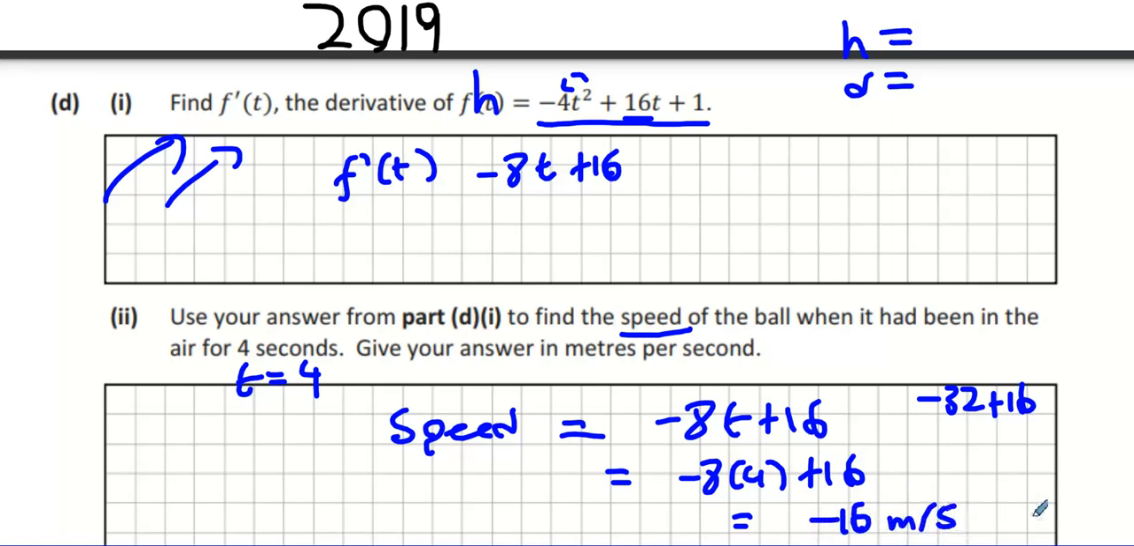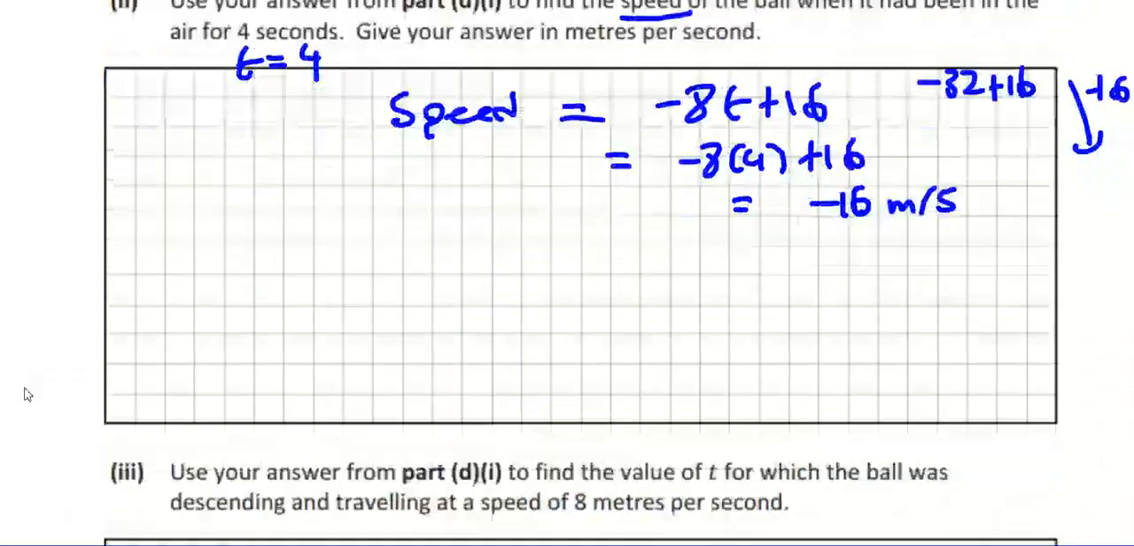Now, the reason for that is it's on its way down. So it's on its way down after 4 seconds. That's why it's going minus 16. If it's on its way up, it'll be a positive number. But when it's on its way down, it's obviously a negative number.